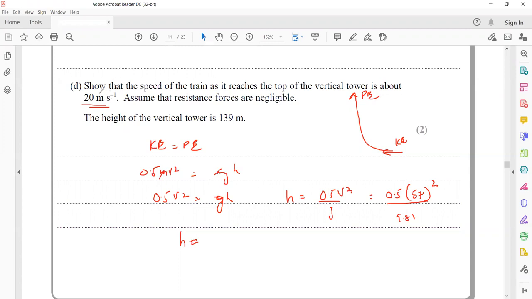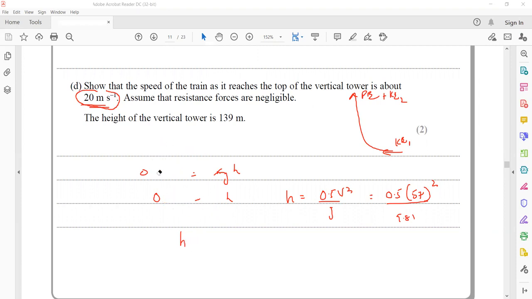One more thing, as you can see in part D, we have to show that the speed of a train as it reaches the top. So when it reaches the top, the speed is 20 meters per second. So basically the kinetic energy 1 changes to potential energy plus kinetic energy, because still it is moving, so there must be another kinetic energy.